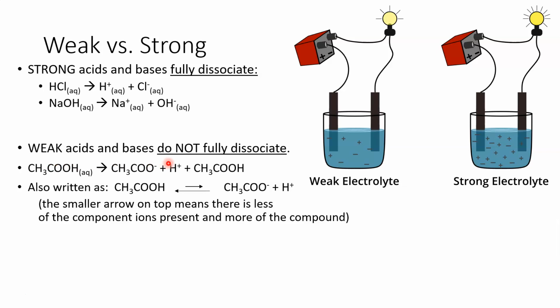However, weak acids and bases do not fully dissociate. So in this example here, this would be like vinegar. Vinegar, which is a solution of acetic acid, has some of our acetate anion, some of our proton, but then it also still has some of our initial acid compound that hasn't dissociated yet. So we can write this with two arrows, and we have a bigger arrow pointing to this side here because there's more of this in solution than there is of the compound that's been broken up.